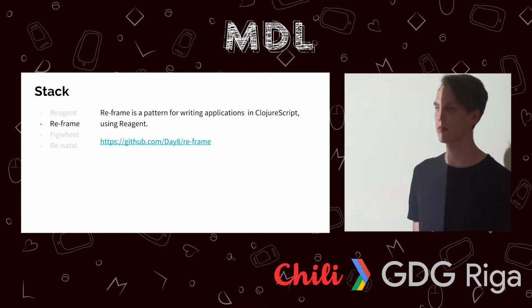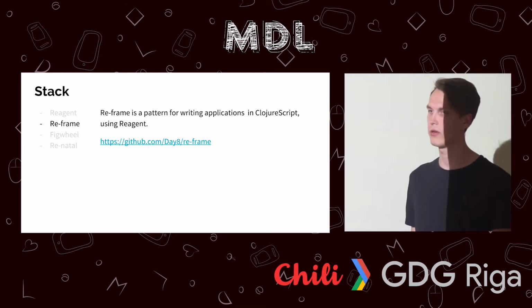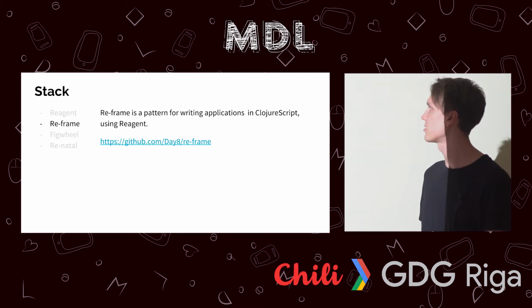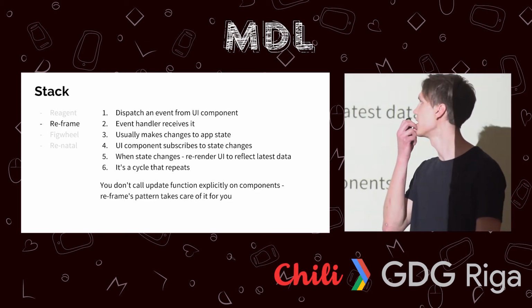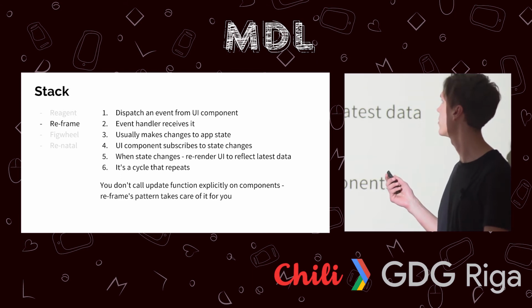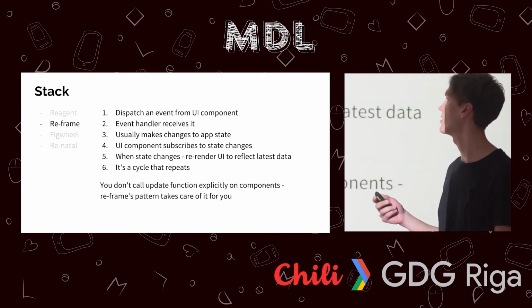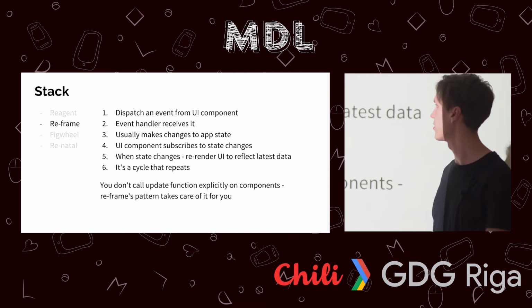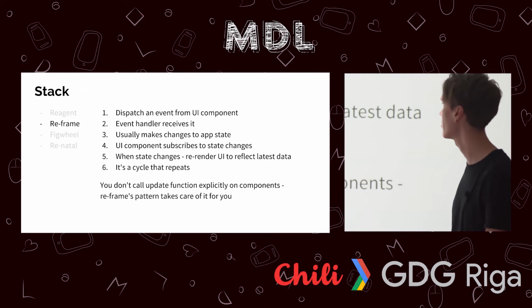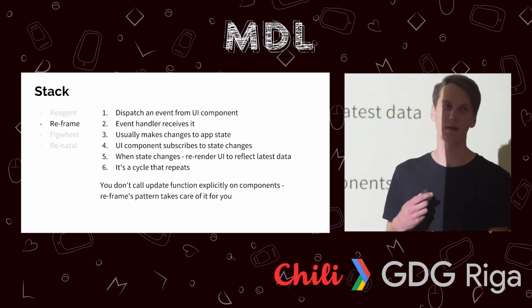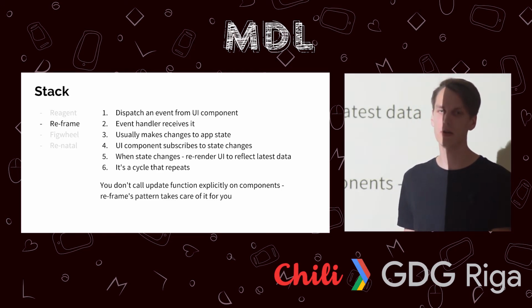When the data is changed by the handlers, this usually gets pushed back to the view components. The view components get notified that state has changed, and they need to re-render themselves again with the latest and greatest data. And it works in a cycle, just like an infinite loop. So to recap, you dispatch an event from a UI component, the event handler receives it, something happens or changes in the application state, and the UI component has subscribed to the state changes, and it re-renders itself. And you don't need to call update explicitly on the components.